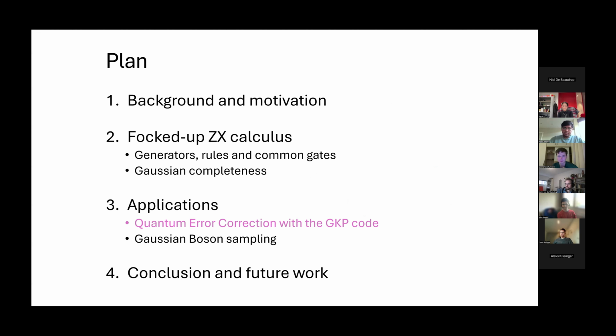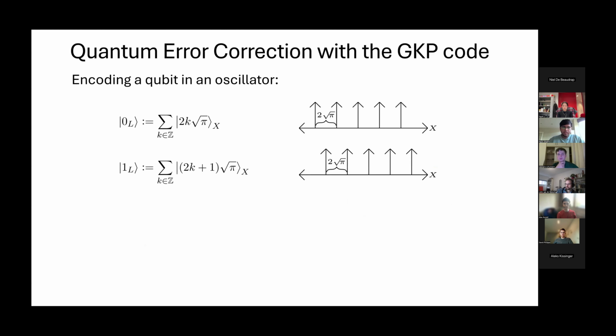Okay, so now let's look at some applications of this calculus. First, I'll talk about quantum error correction. The most popular proposal for error correction with continuous variables is the GKP code. Here you want to encode your qubit states in this oscillator.